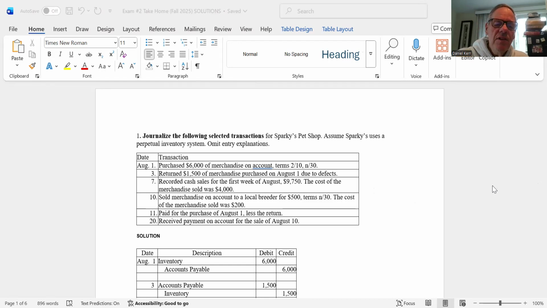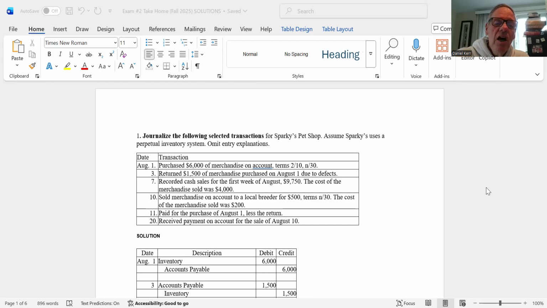And then on August 11th, you got to pay for the purchase of August 1st. Now, the purchase of August 1st originally was $6,000. You returned 1,500 of it. So actually, the amount you're going to pay, you're going to reduce accounts payable by $4,500. And you're going to take a discount, not on the full $6,000, you're going to take a discount on the remaining $4,500.